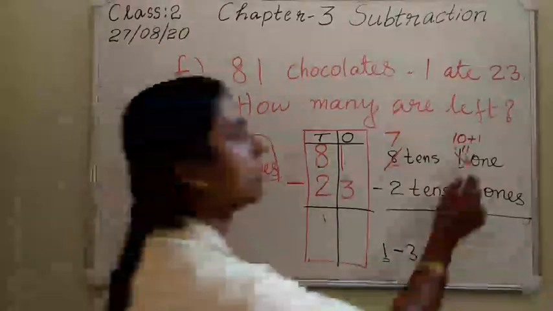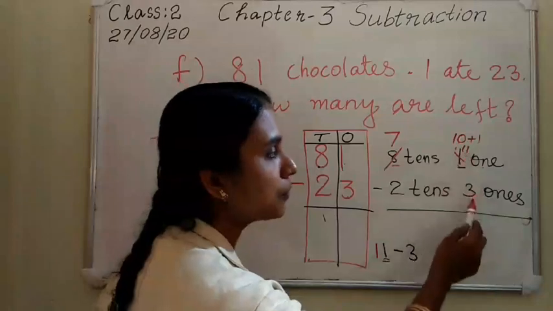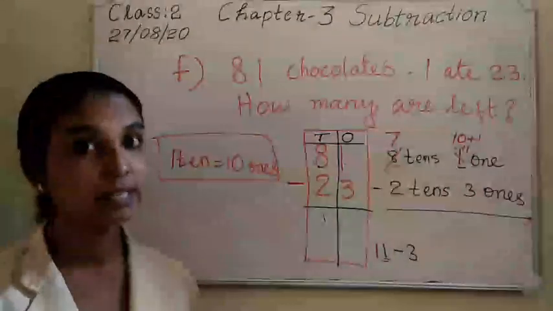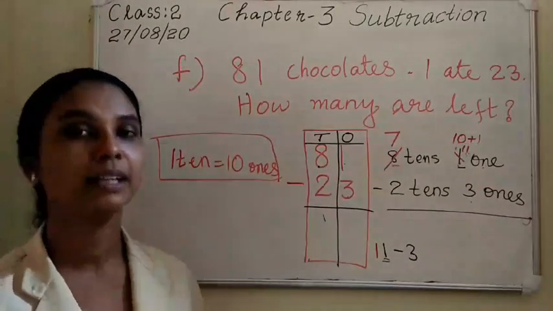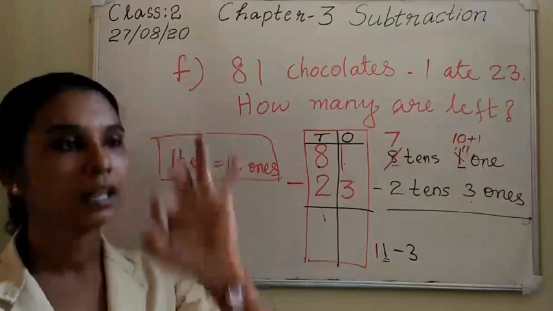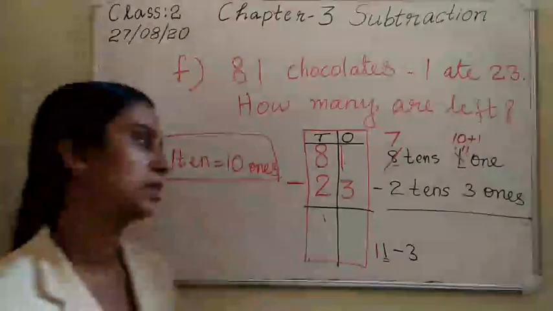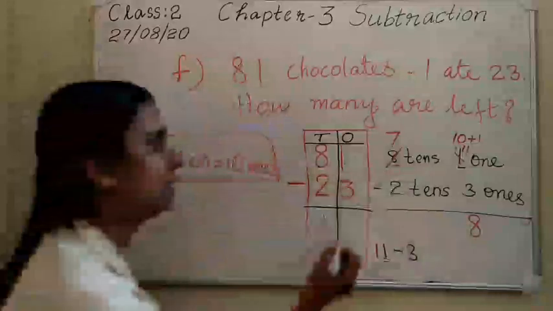Then you subtract. What is 11 minus 3? Now the ones place is enough to give 3. The ones place has 11, so it can give 3. Okay, 11 in your mind, 3 on your finger. 11 before: 10, 9, 8. You write the difference is 8.